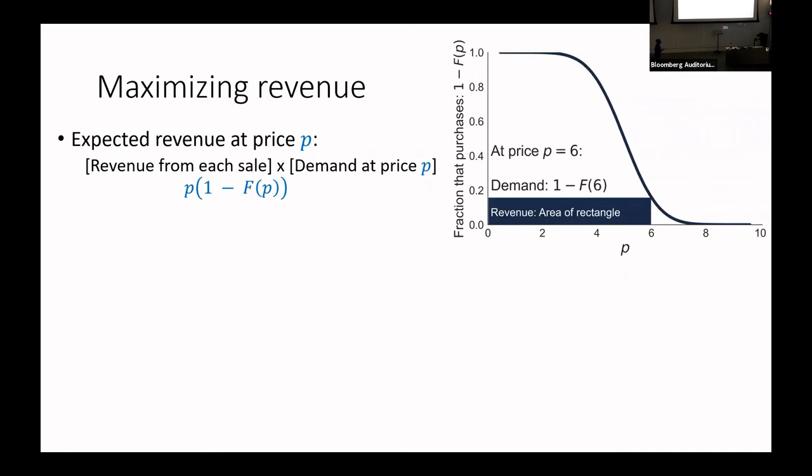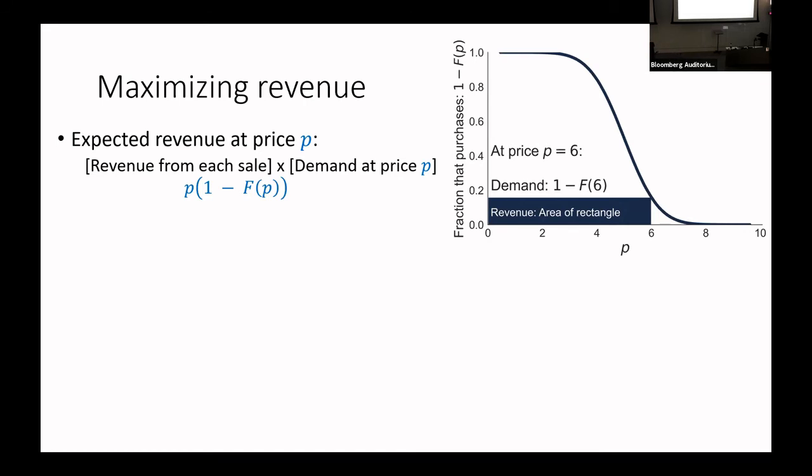Another way to visualize that: this is the same 1 minus F of P plot as before. Now my revenue is the area of the rectangle defined by the price and the demand. My price is 6, and about 20% of people purchase it. So the height is around 0.2, and the width is 6. My revenue is the width times the height, so the area of the rectangle on this plot is my revenue.